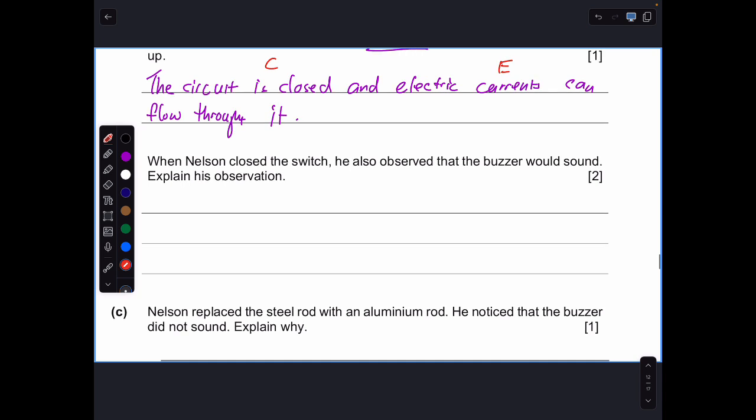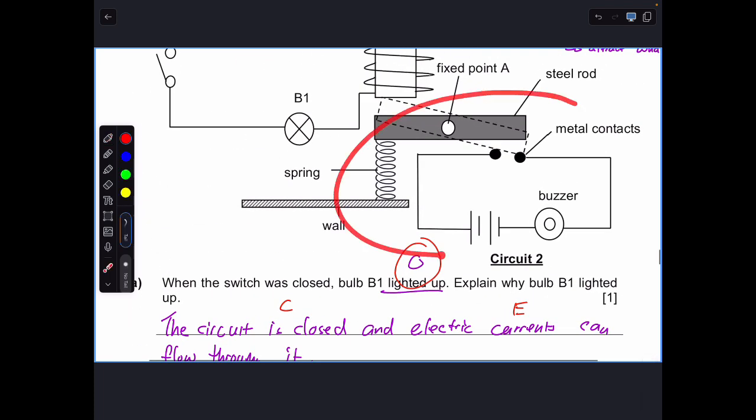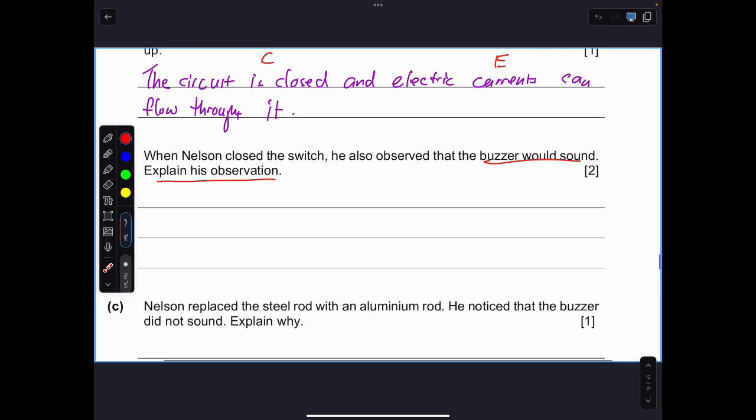When Nelson closed the switch, he also observed the buzzer would sound. Explain his observation. This is exactly what I said when we did our walkthrough. Same thing. Now we need to translate this using CEO. So we would say that the iron bar becomes an electromagnet.